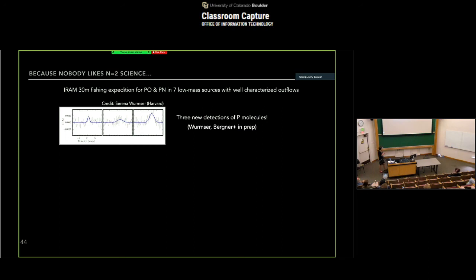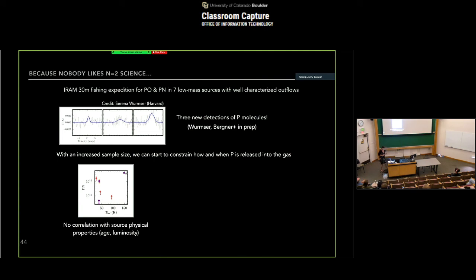We have 3 new detections of phosphorus molecules towards low-mass star-forming regions. So just by looking in the right places, we've actually over doubled the sample size of phosphorus emitting regions in sun-like star-forming regions. And as our sample size continues to increase, we can start to constrain better how and when phosphorus is released into the gas and to understand its chemistry a little bit better.